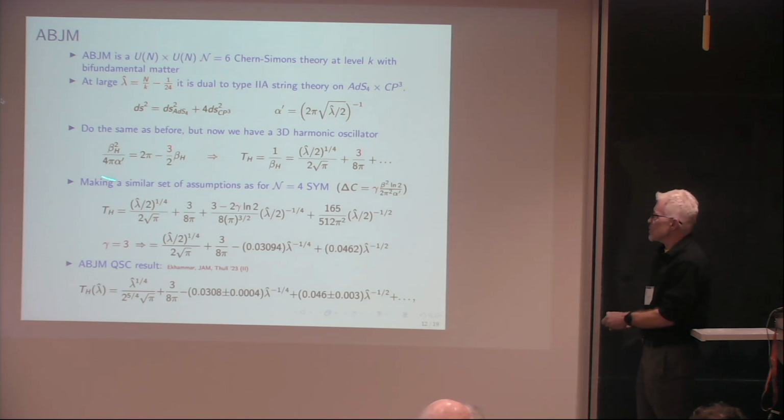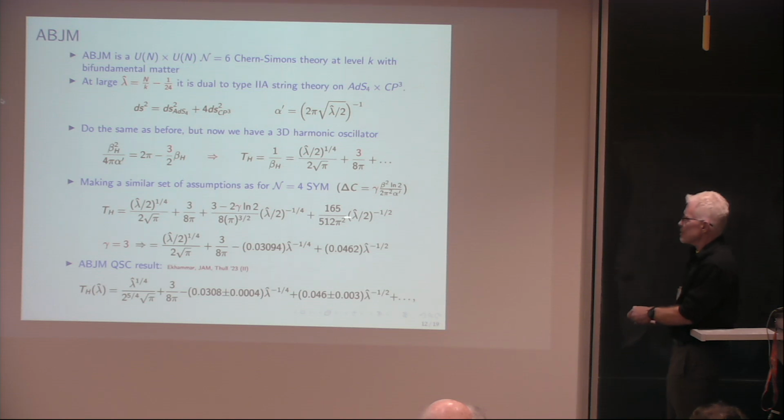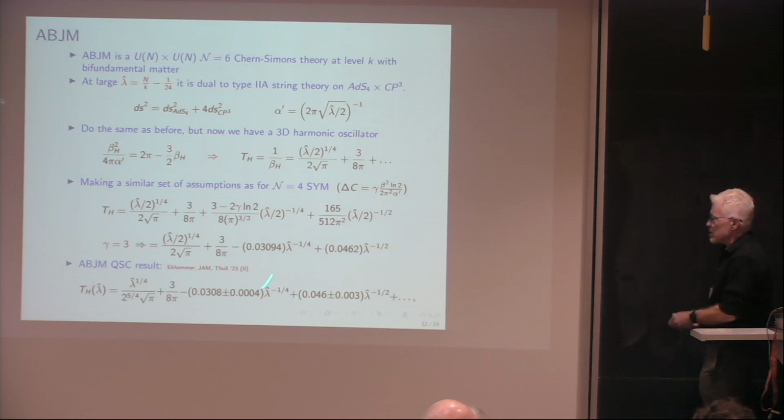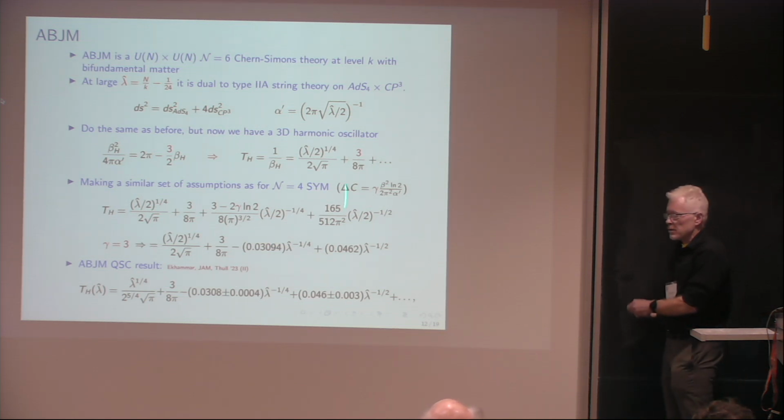And making a similar set of assumptions for N equals 4, that we have some correction term, which is this log 2 times this gamma times this beta squared, then the Hagedorn temperature goes like this. Okay. And if we set gamma equal to 3, we get these numbers here. And then in our second paper, and this took a huge amount of computer time, the ABJM QSC result, we got this. And so you can see that the numbers are in agreement.